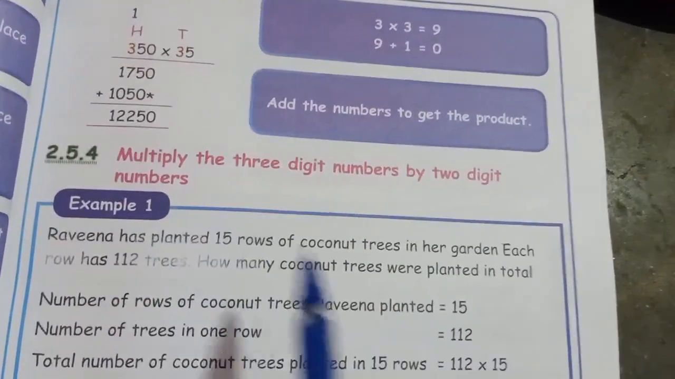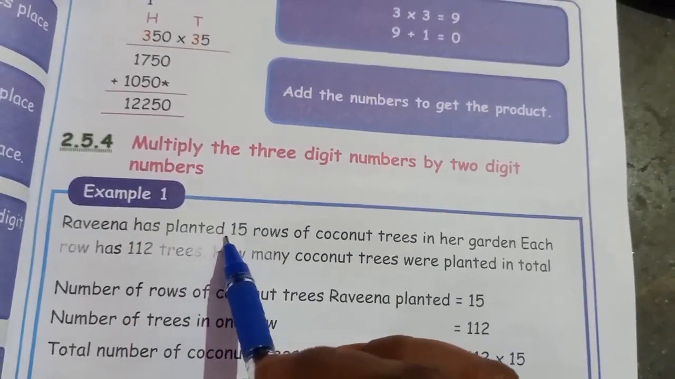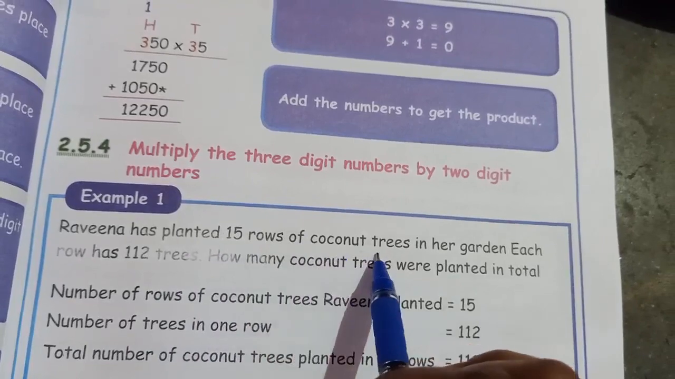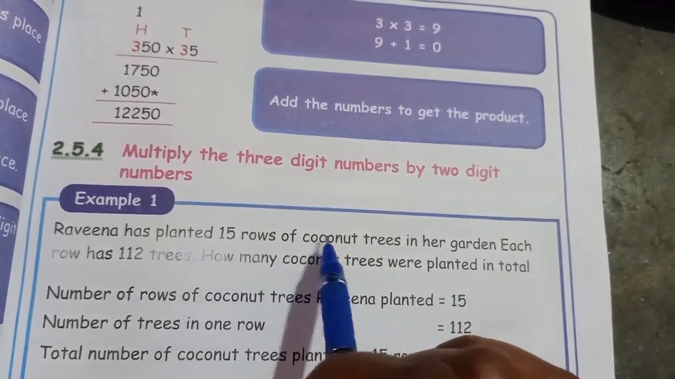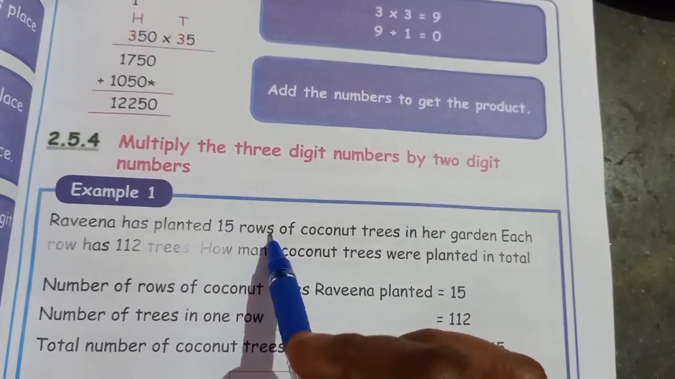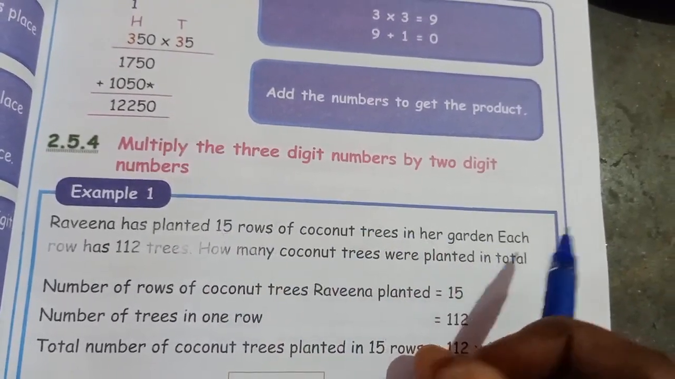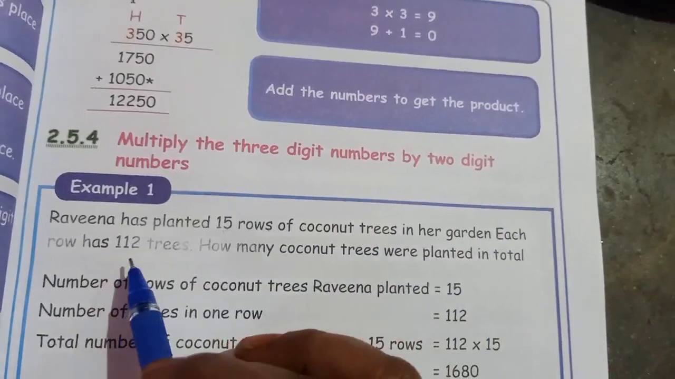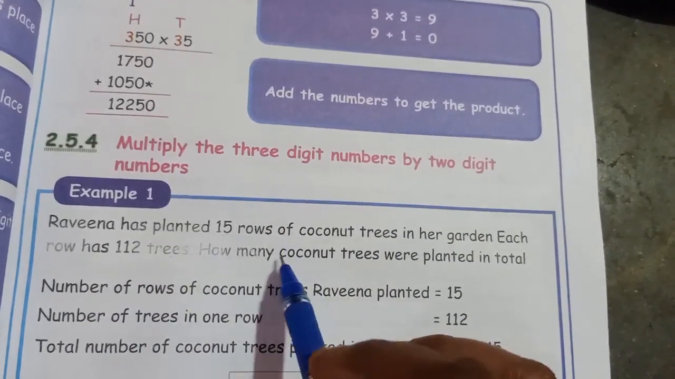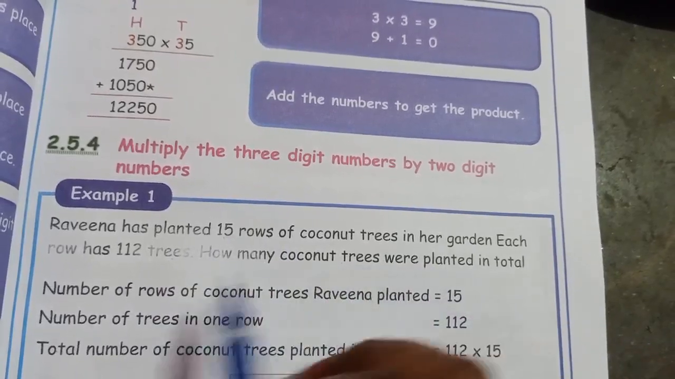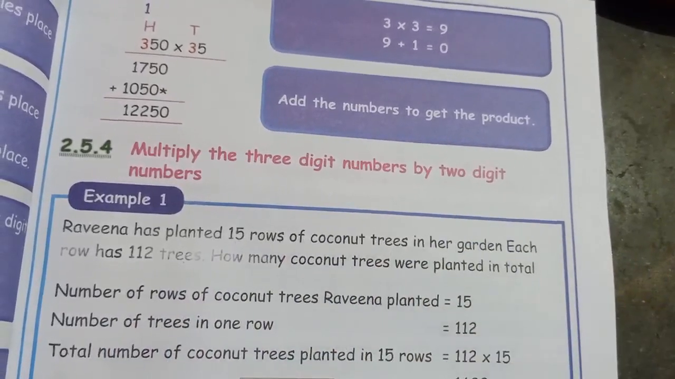Okay, see here, Ravina has planted 15 rows of coconut trees in her garden. Okay, Ravina has planted how many rows of coconut trees? 15 rows of coconut trees in her garden. Okay, each row has 112 trees. Okay, how many coconut trees were planted in total? Okay, this is our question.